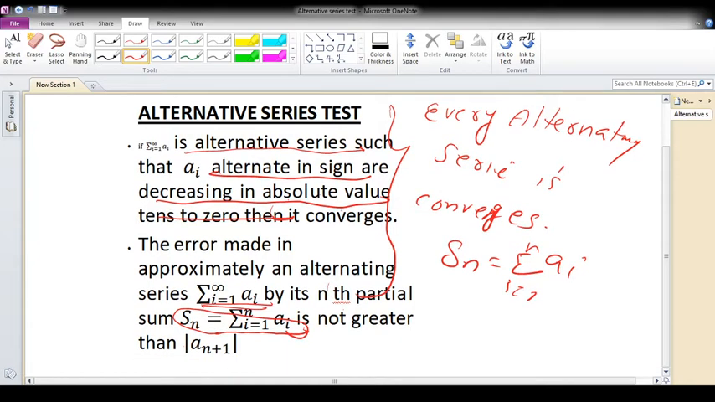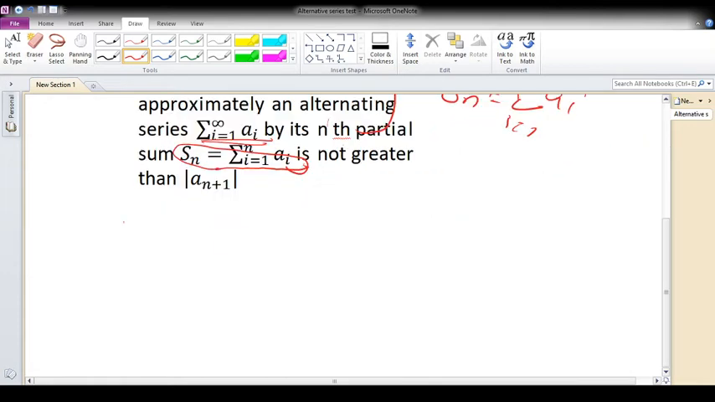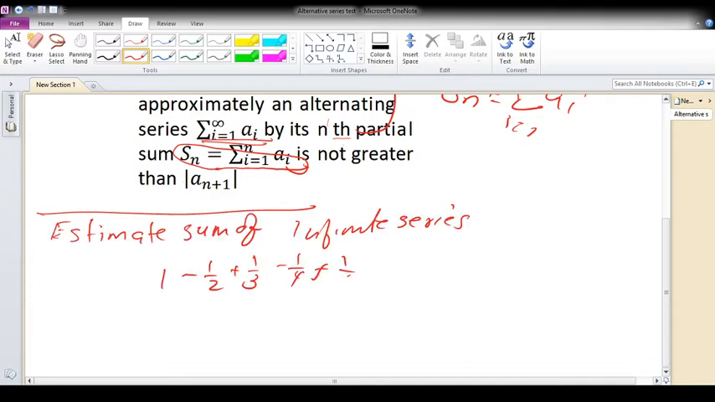Here I will explain one problem. Estimate the sum of the infinite series: 1 minus 1/2 plus 1/3 minus 1/4 plus 1/5, etc.